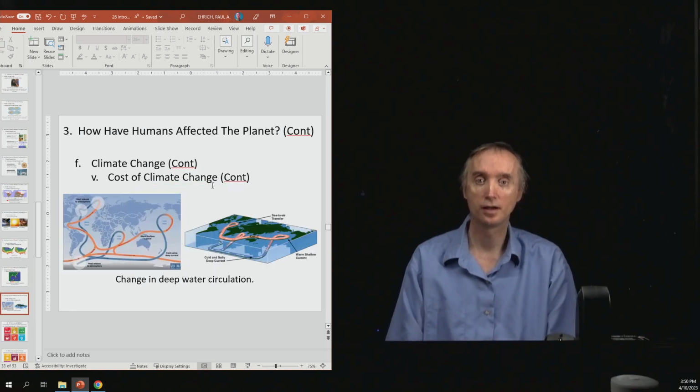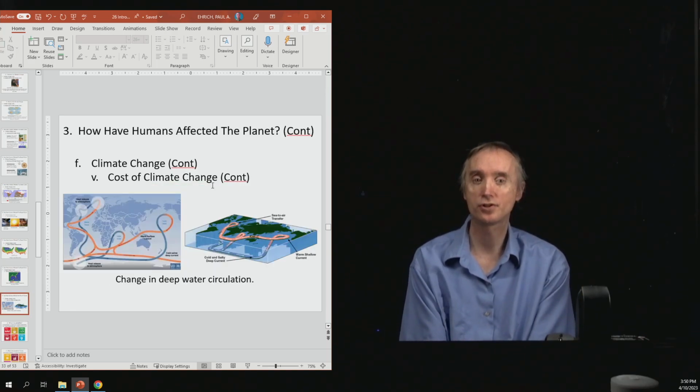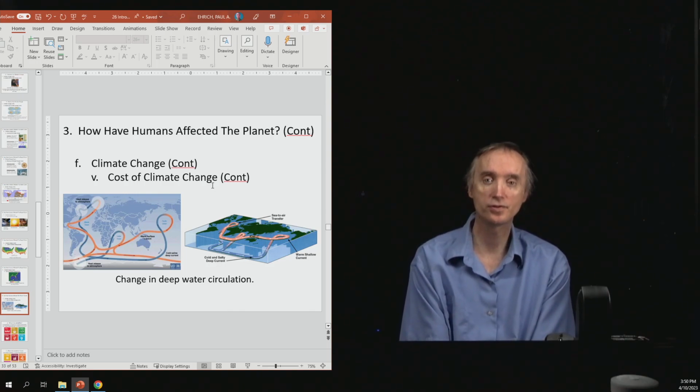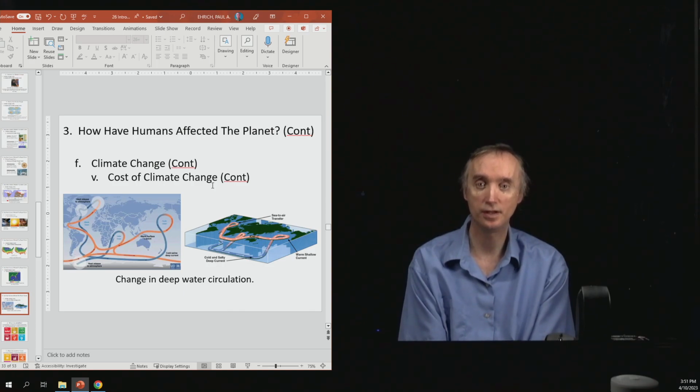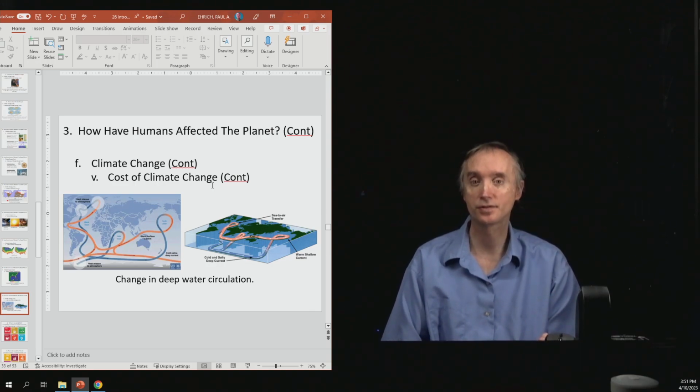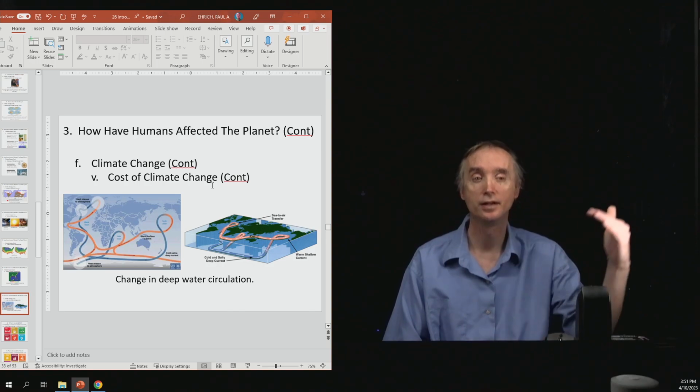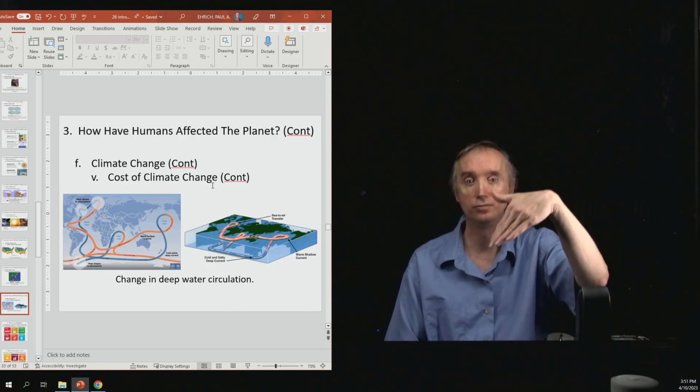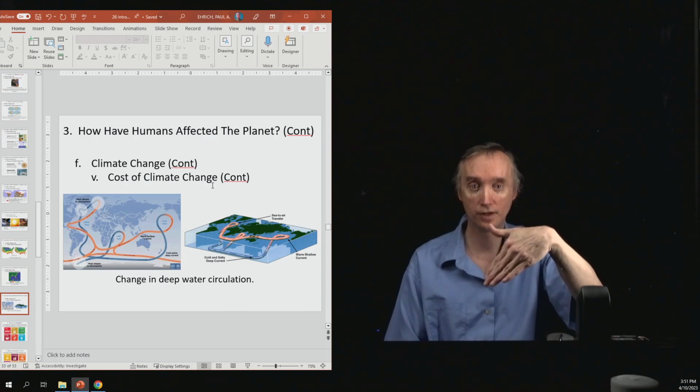So another cost of climate change might be a change in the global ocean currents. So this shows in orange the warm ocean currents. So in the Atlantic Ocean, the water is going to be warmed up at the equator. It's then going to flow north towards the poles. When it gets up to the polar regions, it's going to start to cool off, and it's going to start to go down to the floor of the ocean.